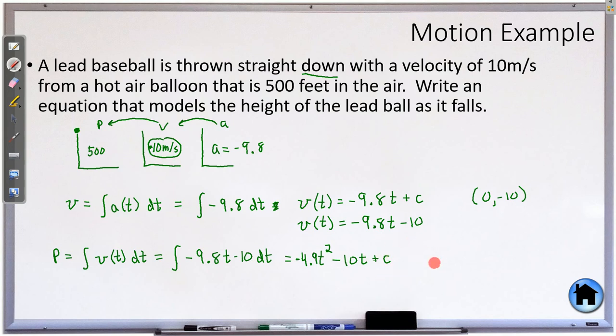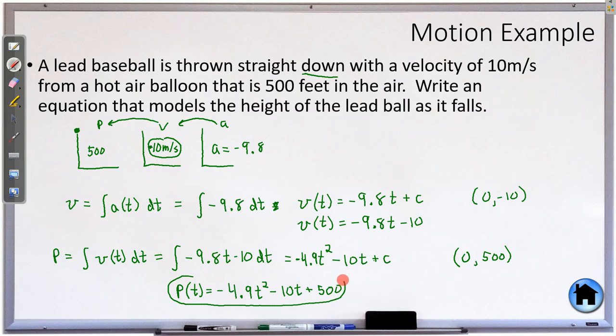Well, what do we know about position? Well, we know at time 0, the position is 500. So when we plug in 0, we better get 500. Well, 0 cancels this out, 0 cancels this out. That means this is left to be 500. So our ending position equation is equal to negative 4.9 t squared minus 10t plus 500.